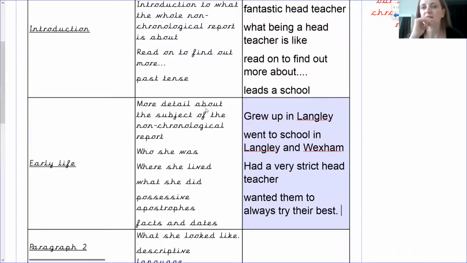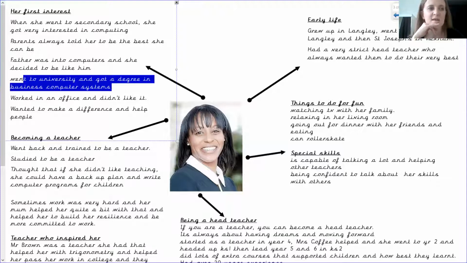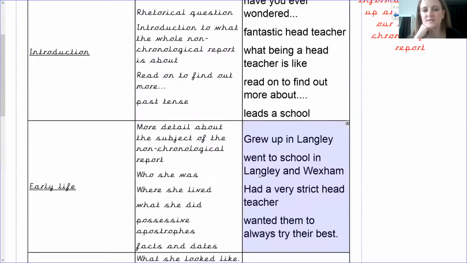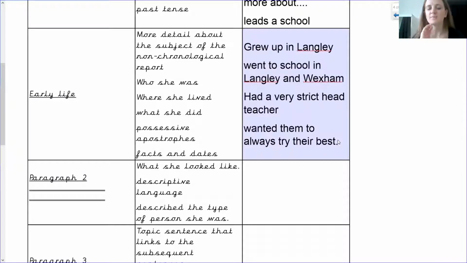Okay, we could also say, mention, if we go back, maybe something about secondary school, and we could also mention that her father was into computers and she decided to be just like him, and then that would have then said that Mrs. Bowen went to university and got a degree in computer systems. This could all go into an introductory first paragraph about her early life before she became a teacher. So we can go and make some notes and say that Mrs. Bowen grew up in Langley, went to school in Langley and Wexham, had a very strict head teacher, wanted them to always be their best.